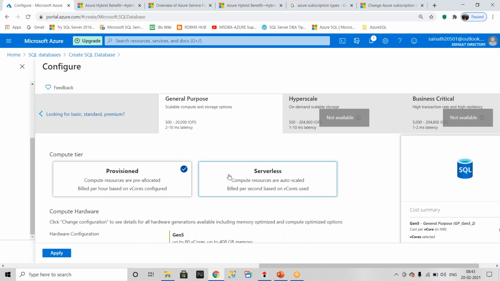After a couple of days, my application team keeps on stressing you: my performance is impacted, we are not able to run the queries, we are getting the timeout issue, we are getting the blocking. So then you suggested the application team we can go for the vCore purchasing model so that our application will run very smoothly.